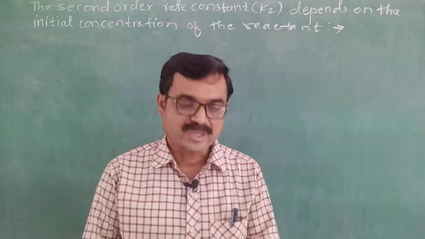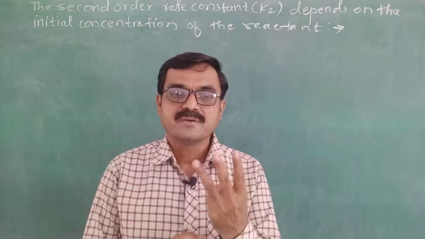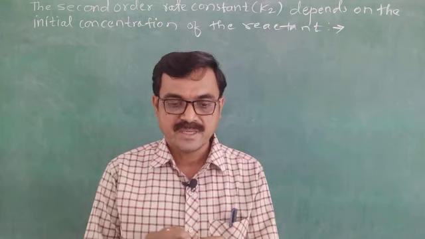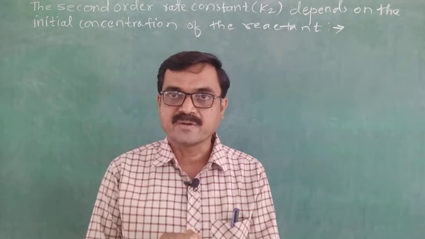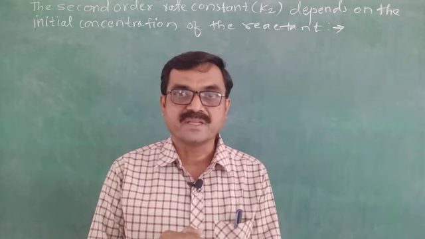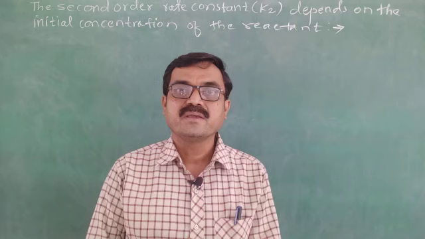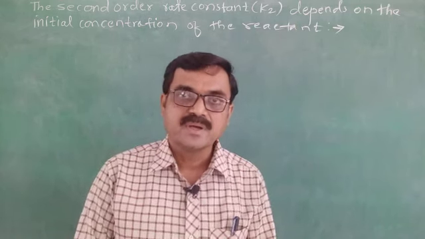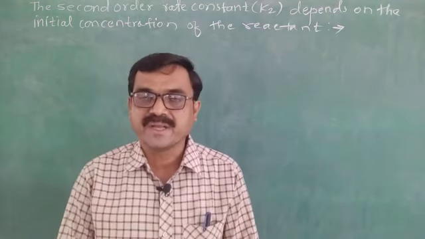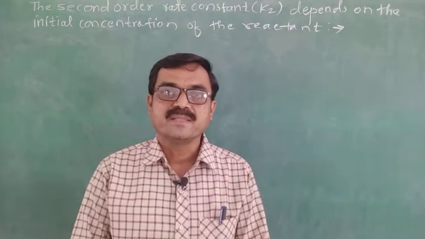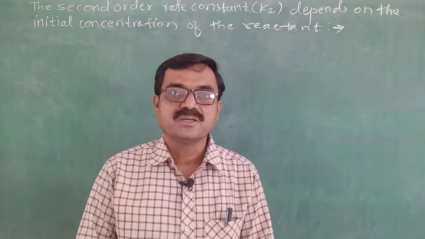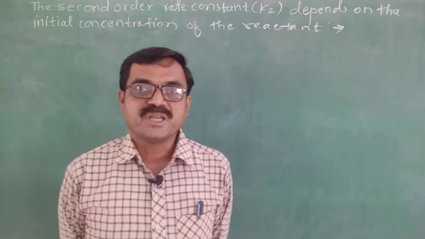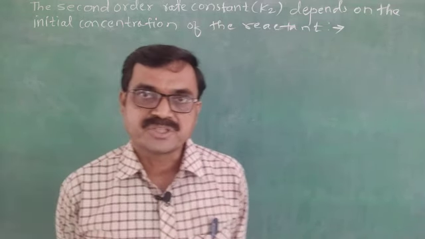Before this, we came to know three properties. First, the unit of the rate constant of a second order reaction. Second is the half-life period of a second order reaction, and third is the graphical representation. Now today, the fourth property of a second order reaction is that if we change the initial concentration of the reactant, then there will be a change in the value of the rate constant.